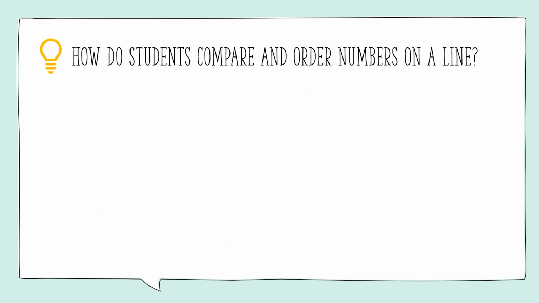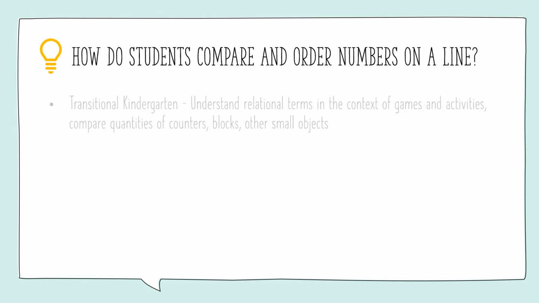TK and K students benefit from games and activities that encourage the use of positional vocabulary, behind, above, next to, and comparisons, more, less, fewer, the same as. They rely on tactile materials, such as blocks, beads, pebbles, popsicle sticks, as they build connections between physical objects they count and develop a more abstract concept of quantity.